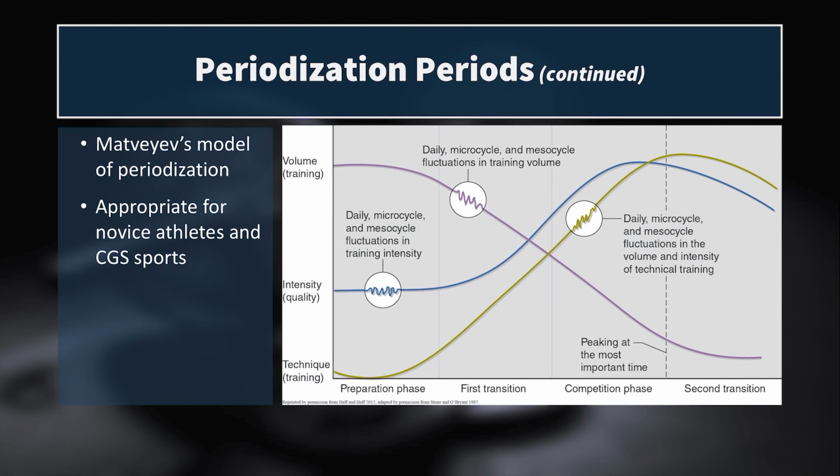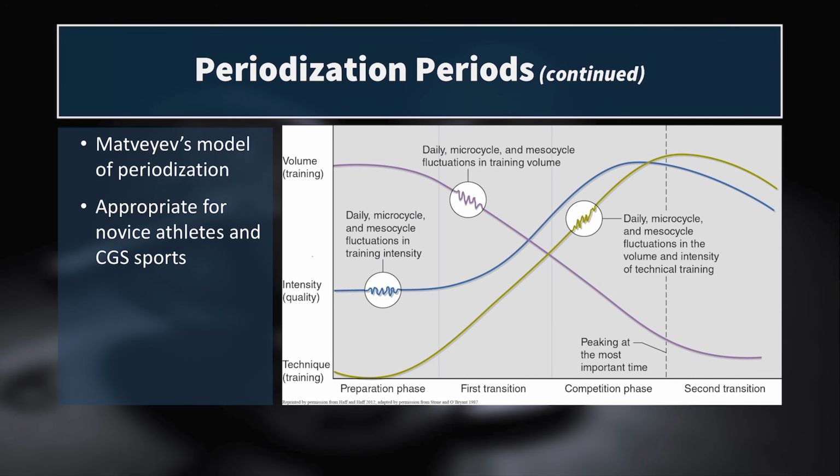This is from Matveyev's classical periodization model. And this is appropriate for novice and CGS sport athletes. CGS sports standing for centimeter gram second sports. So think of track and field, or athletics as you call it in the rest of the world. In more individual sports where the idea is to run as fast or as far or jump as high or throw as far as possible. Now let's take a look at this graph. What we see on the y-axis, we have kind of a triple y-axis here.